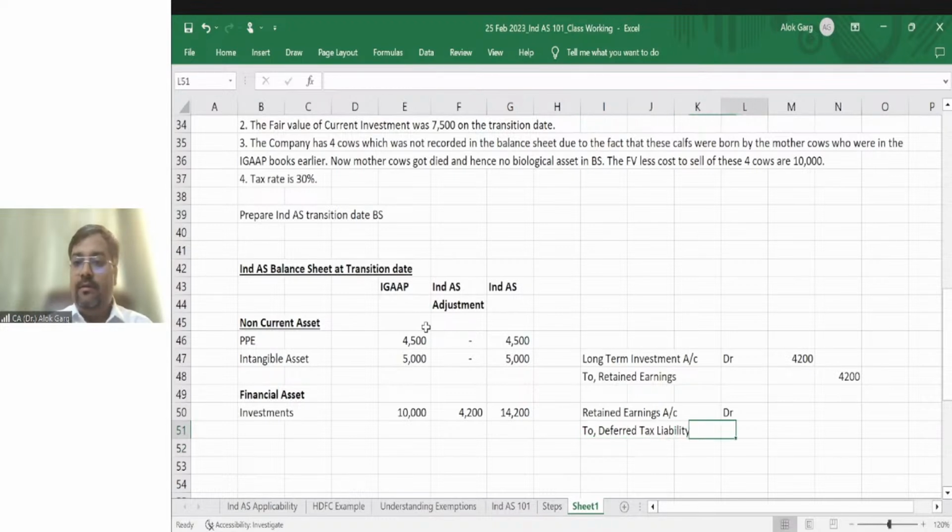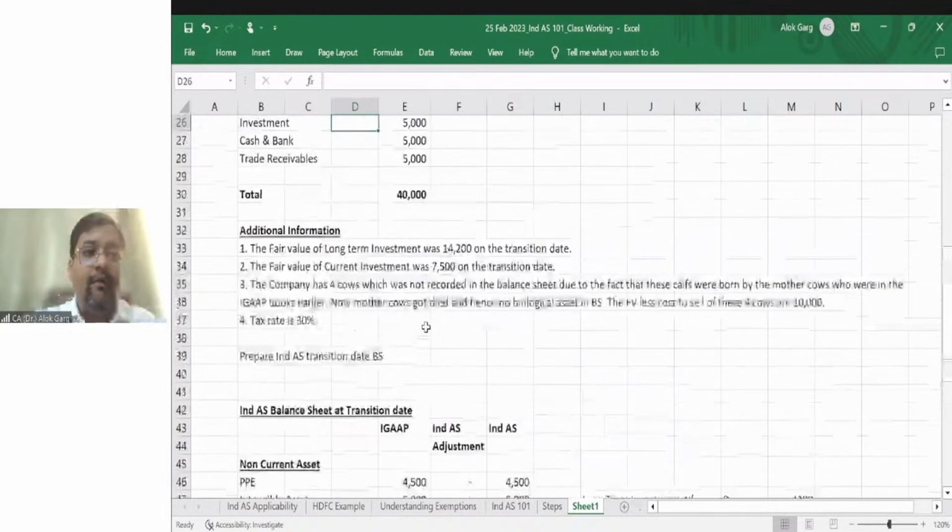Liability, right? Have you understood how I am passing the accounting entry and what I am doing? I'm showing you how practically this Ind AS balance sheet is going to be prepared, right? Okay. So deferred tax, we have taken the impact of 4,200 in the financial asset. Now let's move forward.